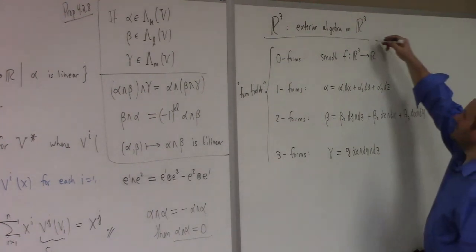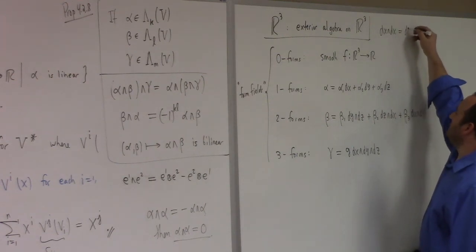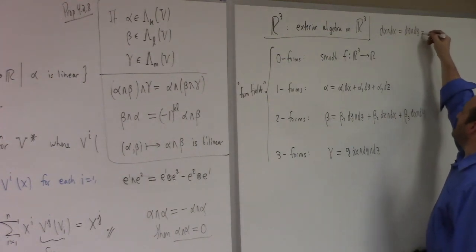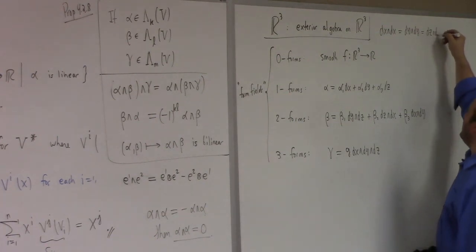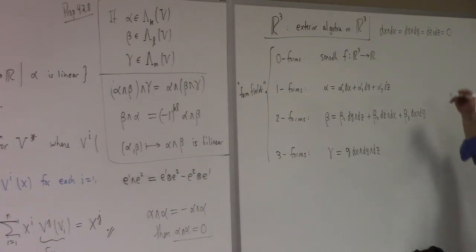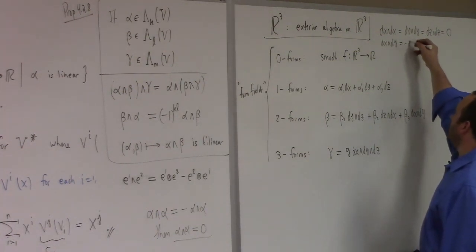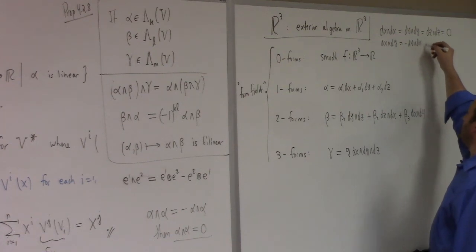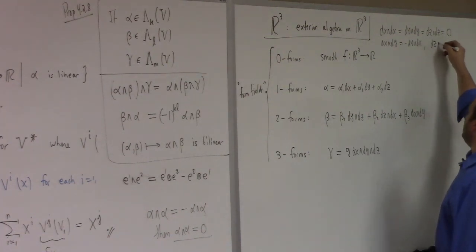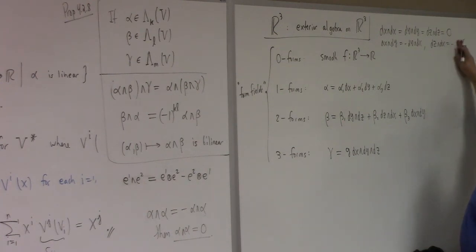Let me just write it. dx wedge dx is equal to dy wedge dy is equal to dz wedge dz, and they're all 0. In contrast, dx wedge dy is minus dy wedge dx. dz wedge dx is minus dx wedge dz. And dy wedge dz. Does this look familiar?